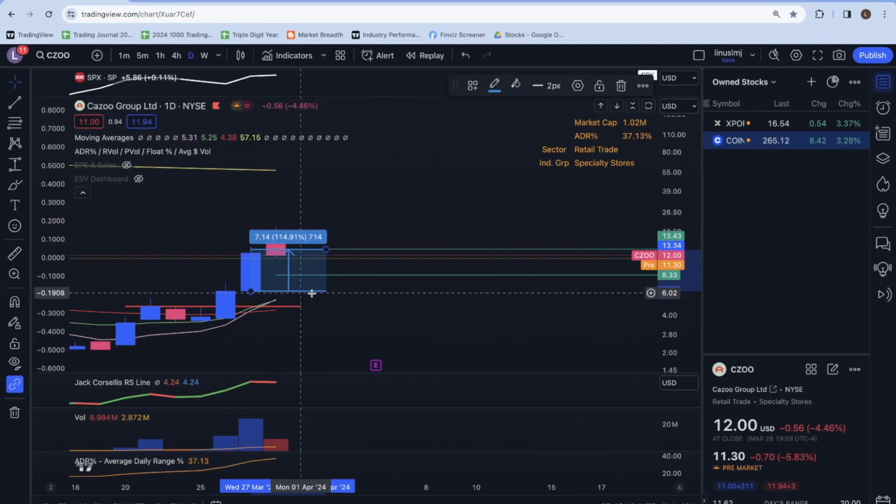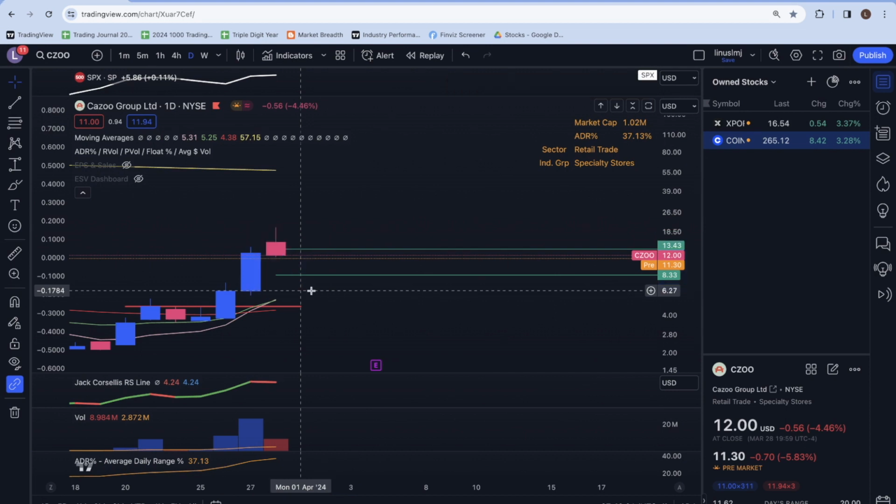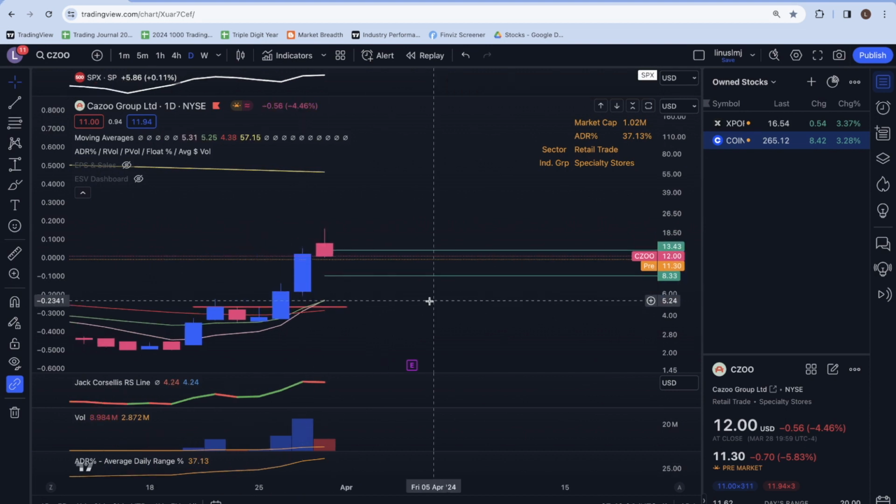So that's one of the trades that I made for the month of March. This was one of the better performing ones. Now let's go on to the not so good trade.